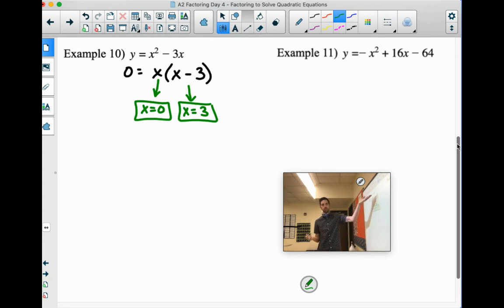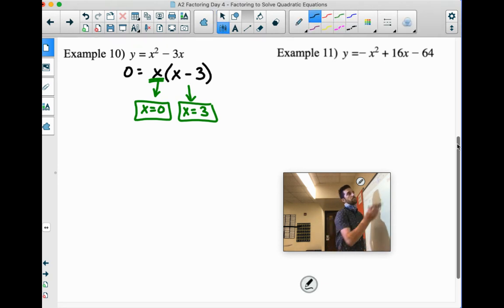Because 0 times whatever the other parentheses would be still comes out to 0. So anytime you have an x all out by itself out there, or even if it was 5x, then that x could equal 0. If you sub in either of those values into the original equation, they both work.